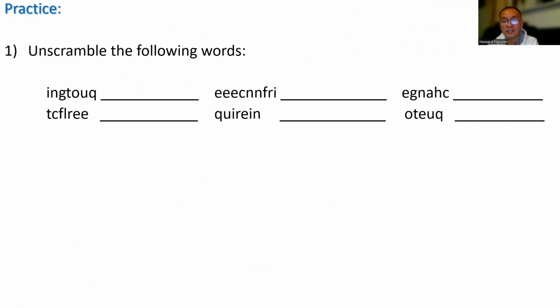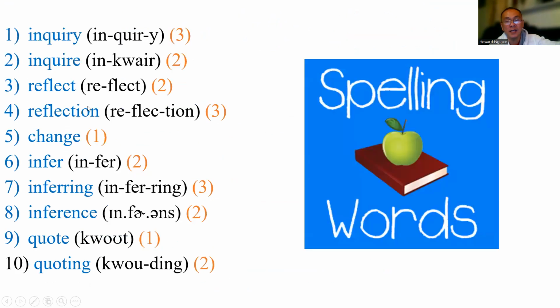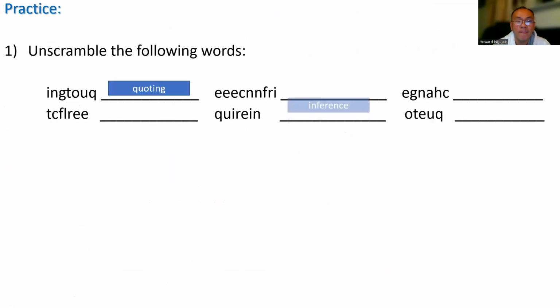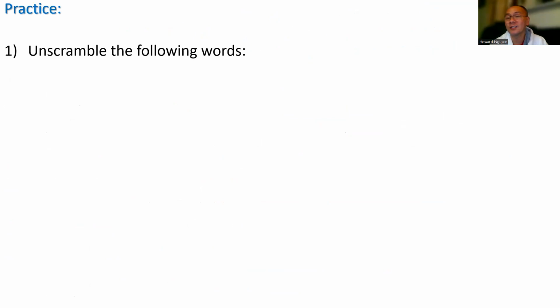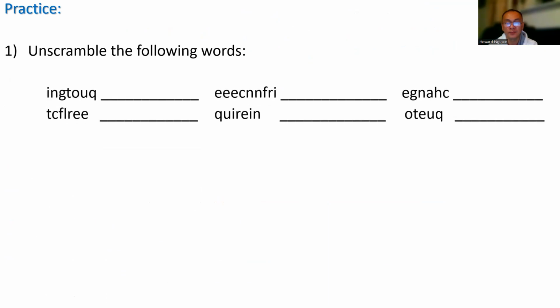So now let's see if you can practice. I want you to unscramble. Unscramble means these words are spelled wrong. Your job is to go back to these lists here and see if you can unscramble. Okay? So I'm going to give you a minute to unscramble these words. So you can pause the video and work on it.